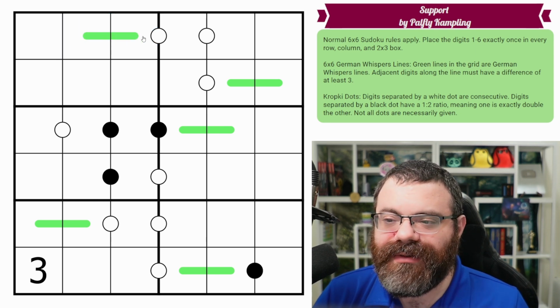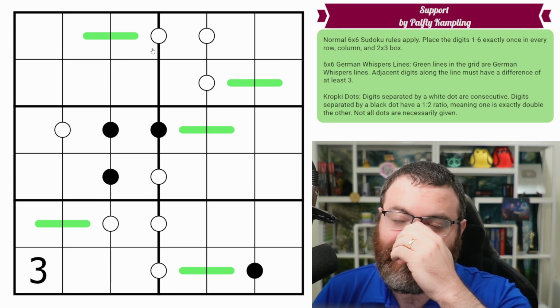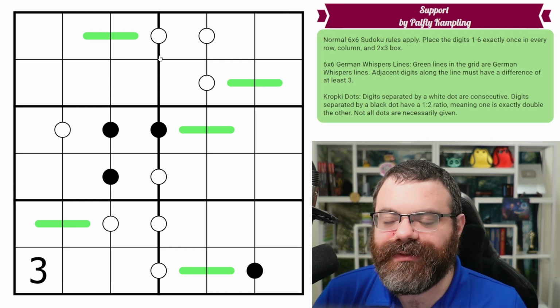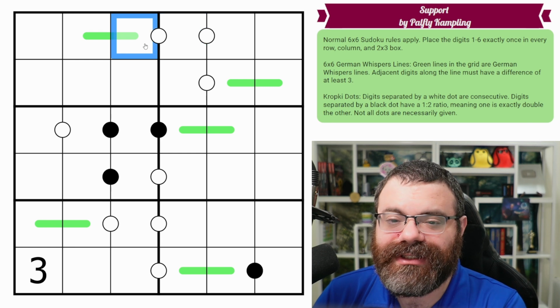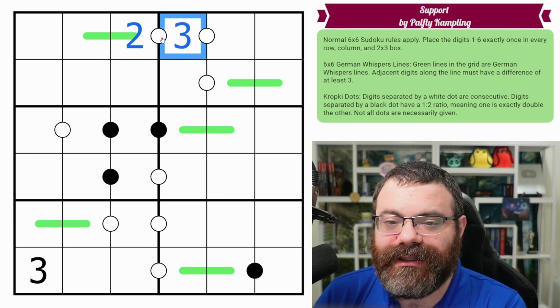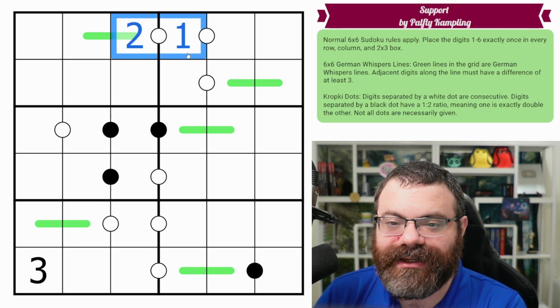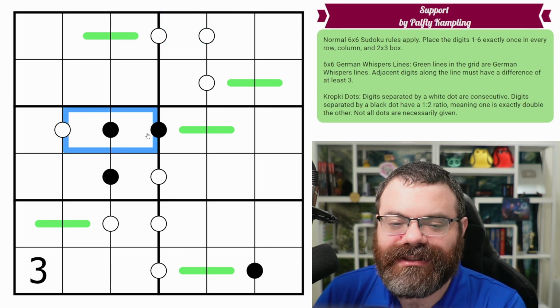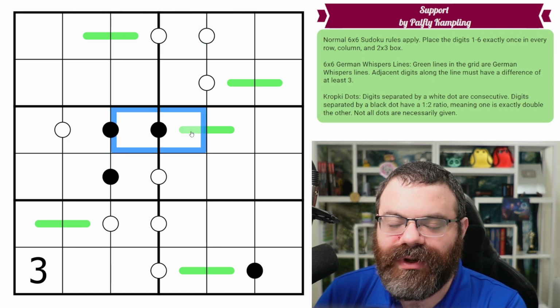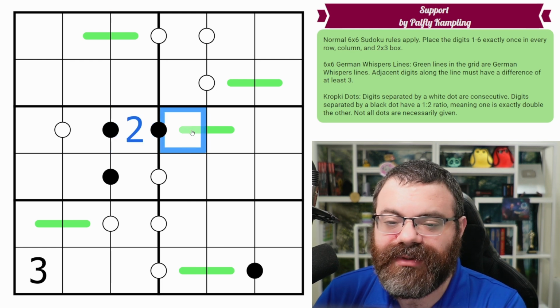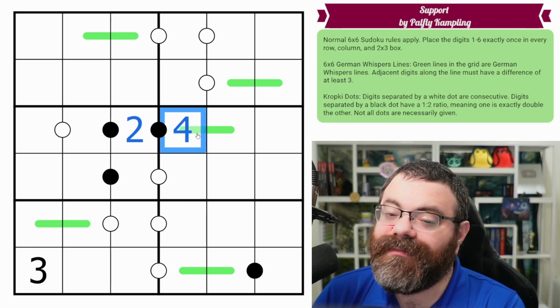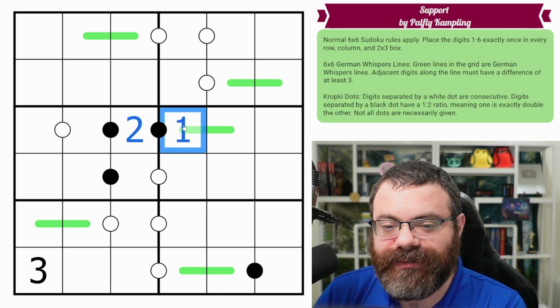All right. Additionally, we do have Kropke dots. These with no negative constraint. So the Kropke dots mean white dots separate consecutive digits. So if this is a 2, this could be a 3, or this could be a 1 to keep them consecutive. Black dots separate digits with a 1 to 2 ratio, meaning one is exactly double the other. So if this is a 2, I could put a 4 here because 4 is double 2, but I could also put a 1 here because 2 is double 1.